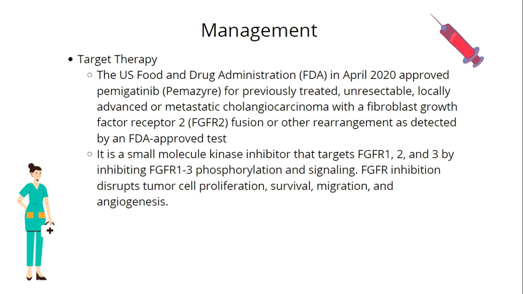For the targeted therapy, the U.S. FDA in April 2020 approved pemigatinib for previously treated unresectable, locally advanced or metastatic cholangiocarcinoma with a fibroblast growth factor receptor 2 fusion or other rearrangement as detected by an FDA-approved test. It is a small molecule kinase inhibitor that targets FGFR1, 2, and 3 by inhibiting FGFR1 to 3 phosphorylation and signaling. FGFR inhibition disrupts tumor cell proliferation, survival, migration, and angiogenesis.